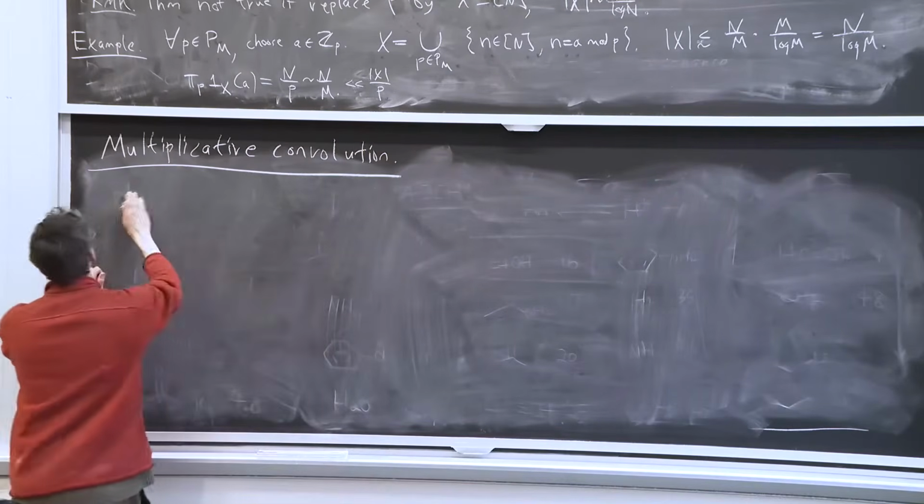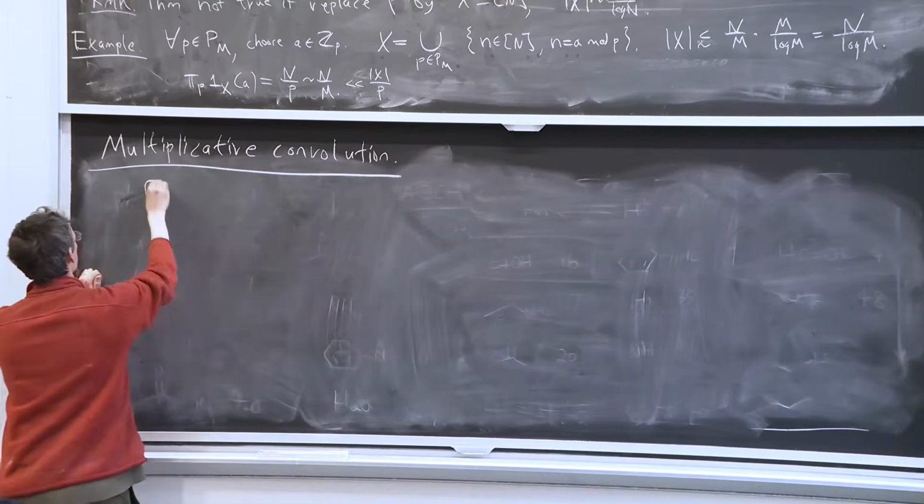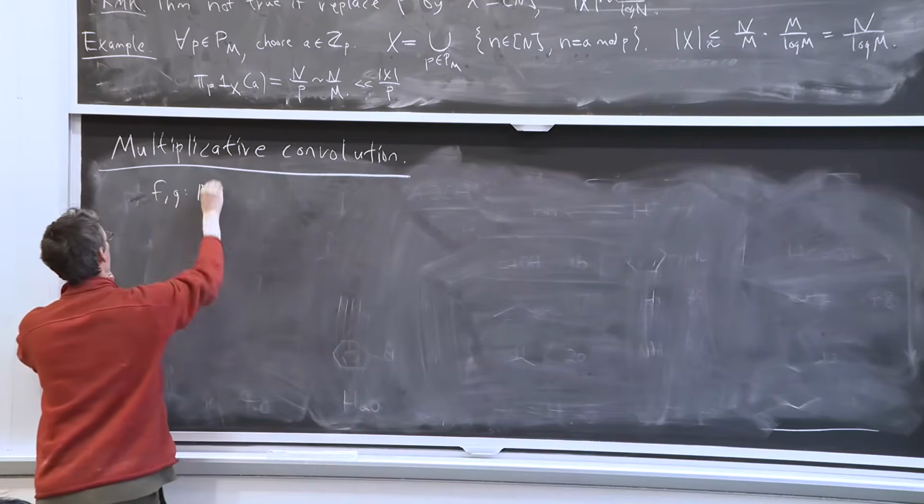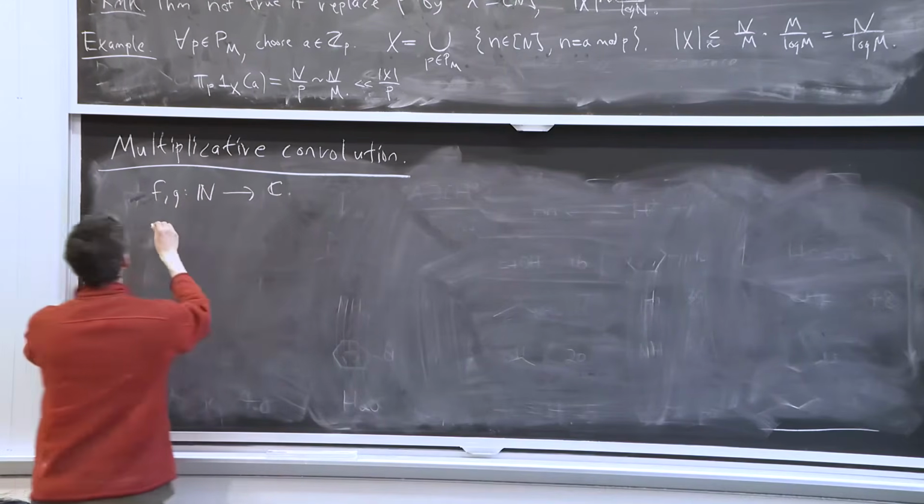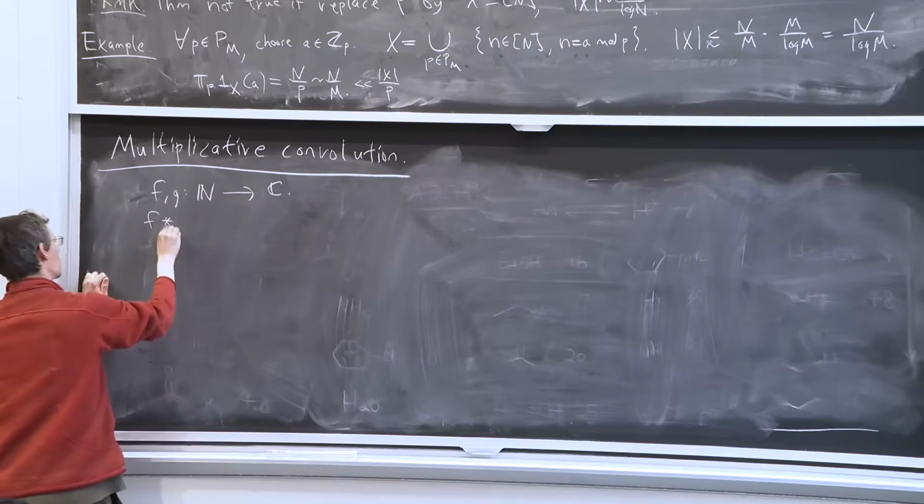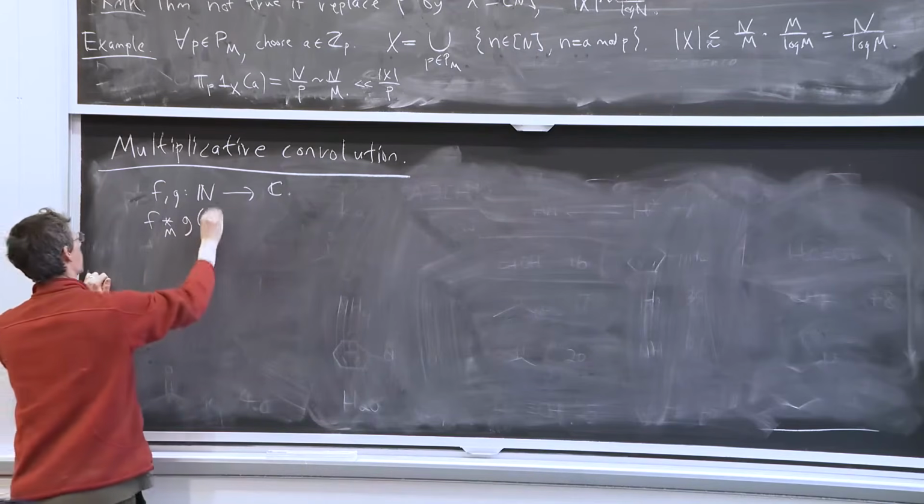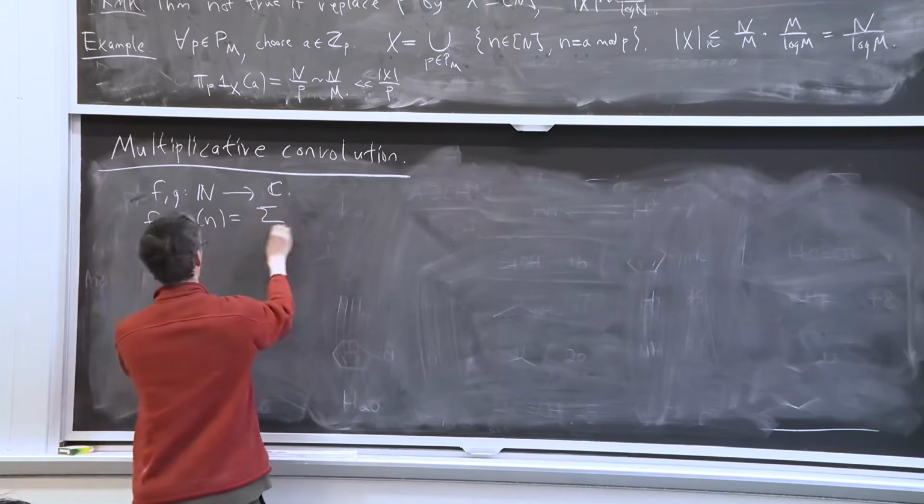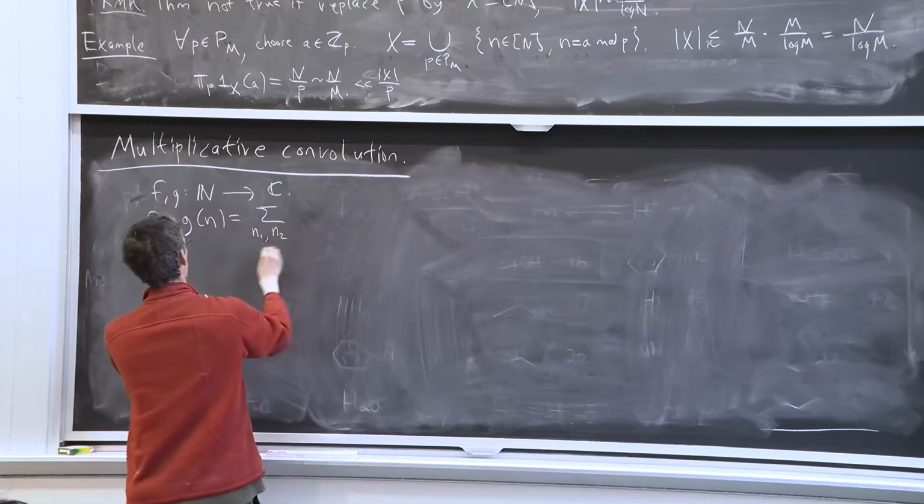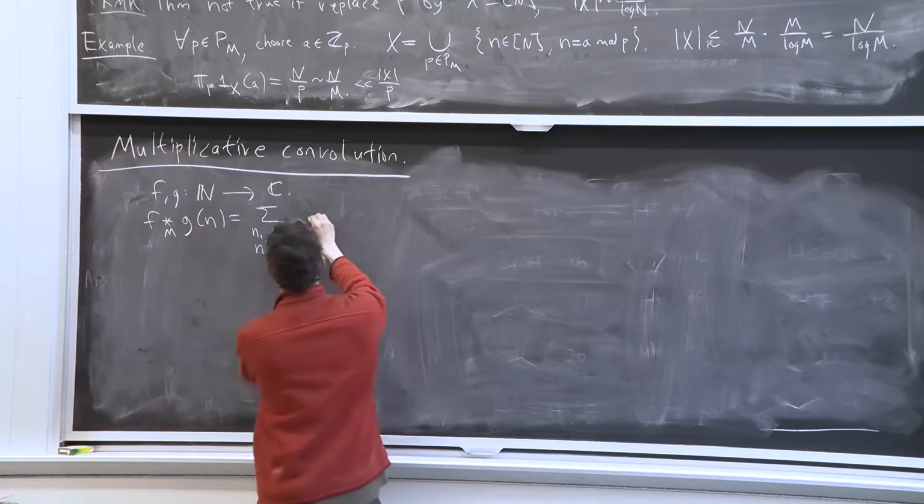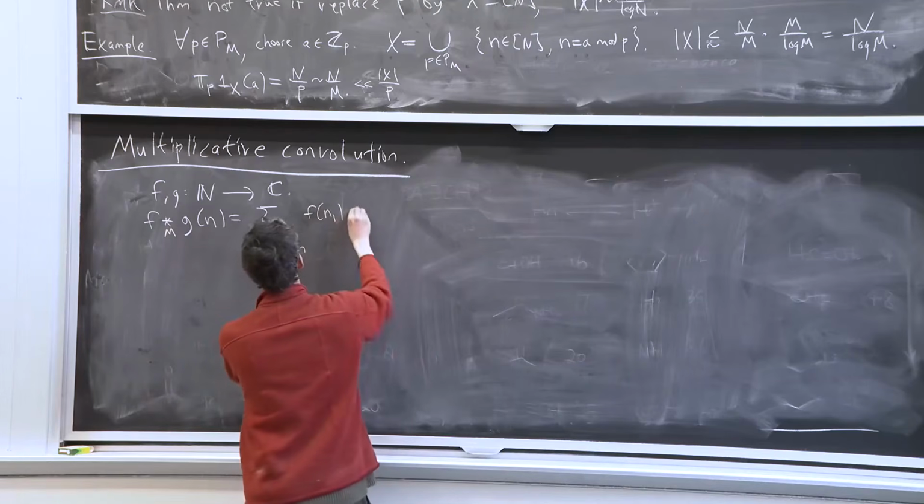All right. So suppose f and g are functions on the natural numbers. If I take the multiplicative convolution of them, it means I add up over all the pairs n1 and n2 whose product is n, and then I take f of n1 times g of n2.